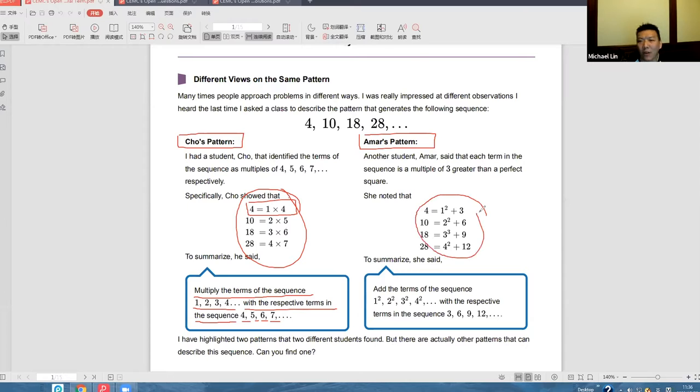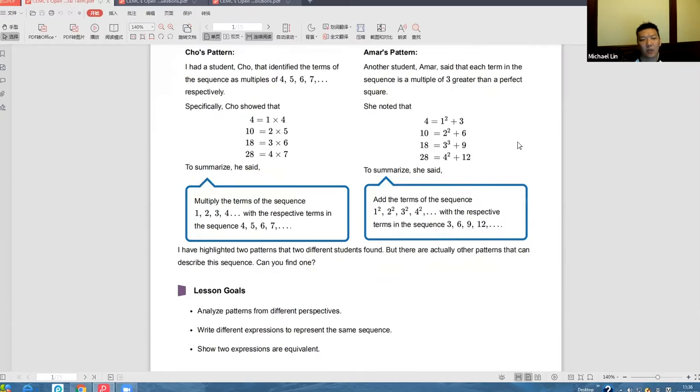Amar's solution is what I would have done because I know it involves n squared, so it's a little bit easier. Amar says that what you need to do is add the terms of the sequence 1 squared, 2 squared, 3 squared, 4 squared with the respective term in the sequence 3, 6, 9, 12. So he has 1 squared plus 3, 2 squared plus 6, 3 squared plus 9, and 4 squared plus 12. This is closer to how I would think about it. If any of you think about it the way that Cho did it, very good. But the final answer comes out to be exactly the same thing. When we talk about the general expression, it's actually the same. So let's take a look.